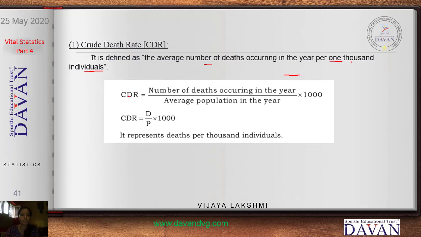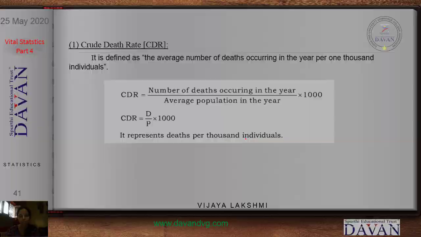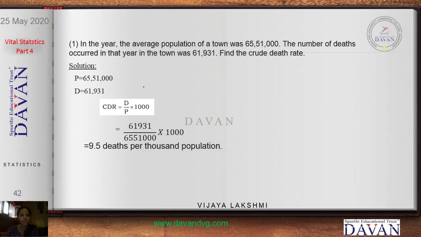So it's given with the formula: CDR is equal to the number of deaths occurring in the year divided by the average population in the year into 1000. In short, it can be written as D by P into 1000. So it represents the deaths that are happening per 1000 individuals. Now, a few problems on this.